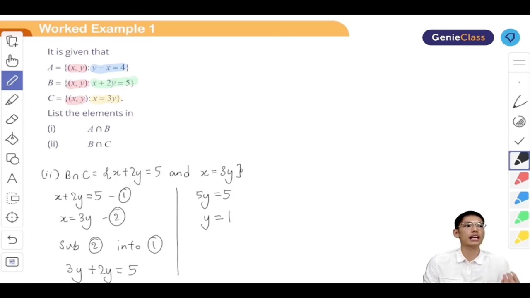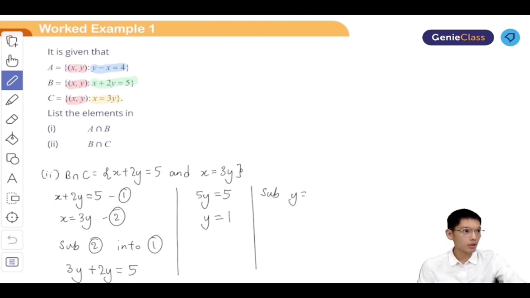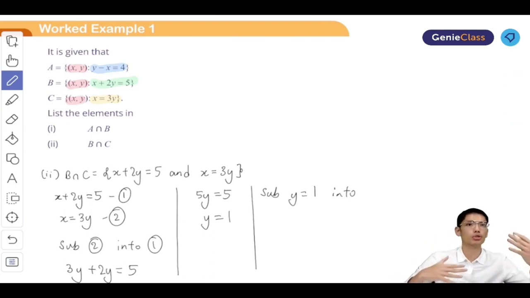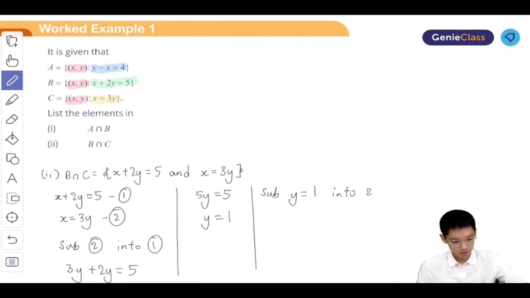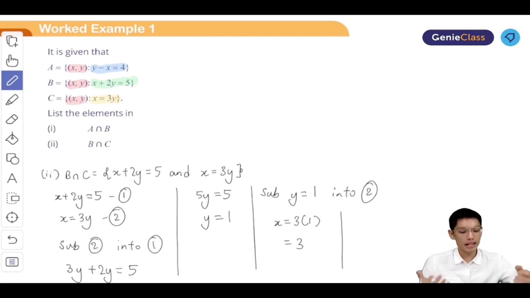From there, you realize I have one of the solutions ready. All I need to do is substitute further. Therefore, substitute y equals 1 into one of the simpler equations, in this case number 2, because you don't need to subtract or do anything else. So x equals 3 times 1, which is 3. And finally, how do we simplify this? This is none other than B intersect C. This equals my element, x is 3, y is 1.